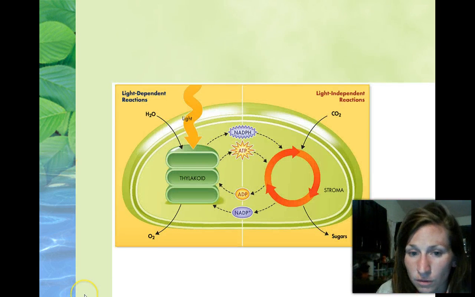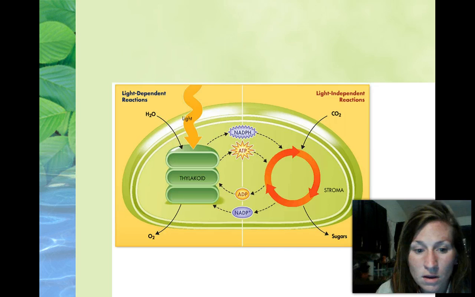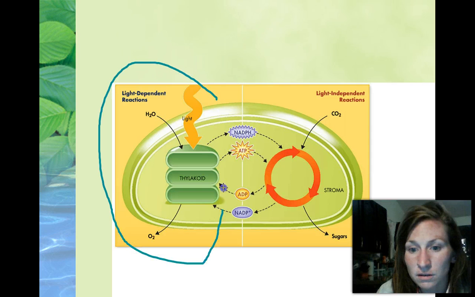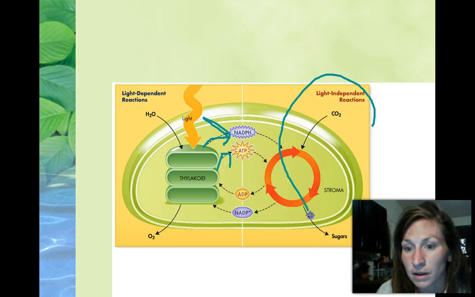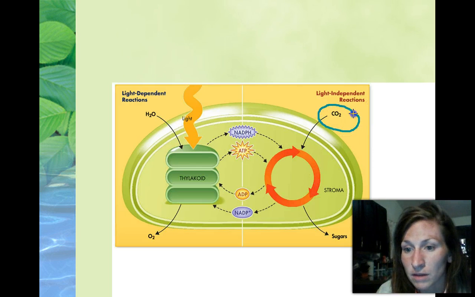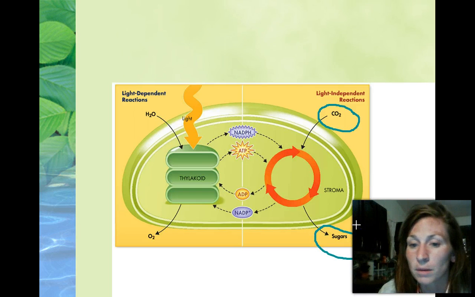So, comparing the two reactions, we have a diagram here, again, an up-close picture of a chloroplast. Your light-dependent reaction, right here, notice water is our reactant, and then oxygen is our product. We also have the NADPH being made and the ATP being made to power the light-independent reaction. The light-independent reaction must have carbon dioxide coming in to power it, and then again our result is sugars for our product.